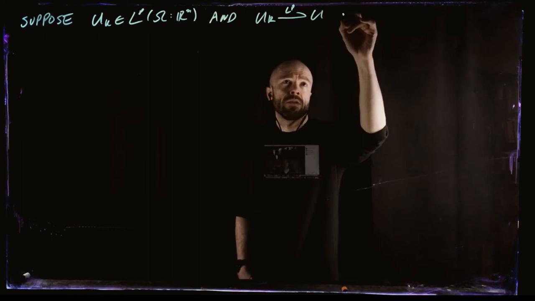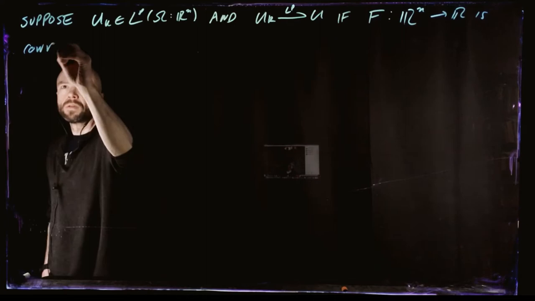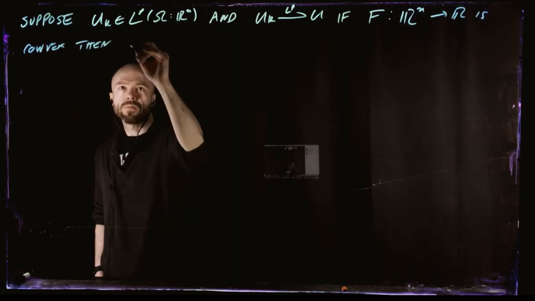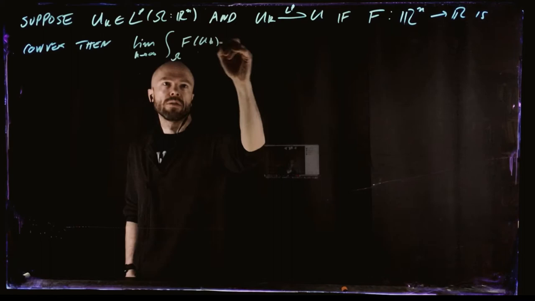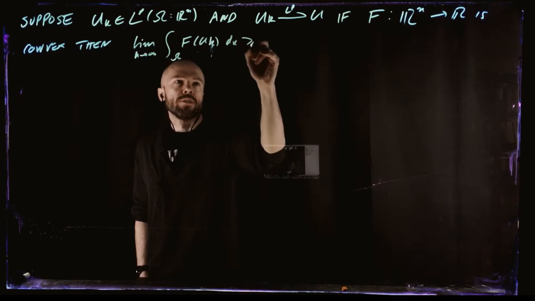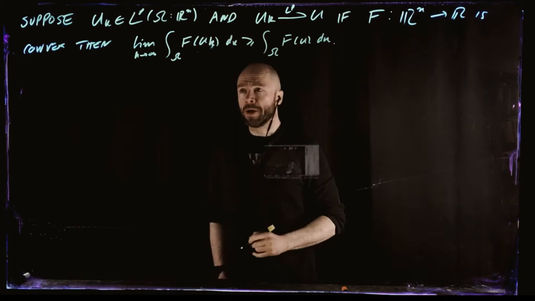If f from R^n into R is convex, then the limit as k goes to infinity of the integral over omega of f of u_k is bigger than or equal to the integral over omega of f of u dx, like this. So it's lower semi-continuous.